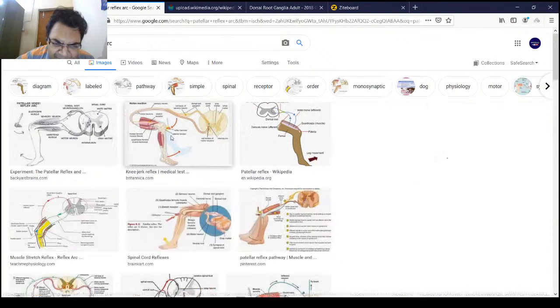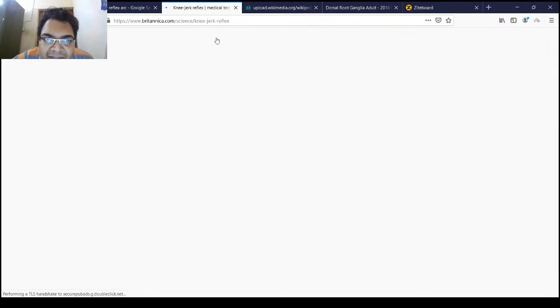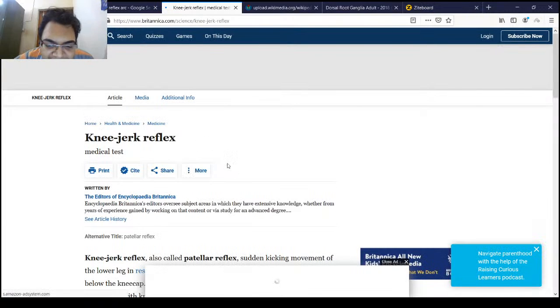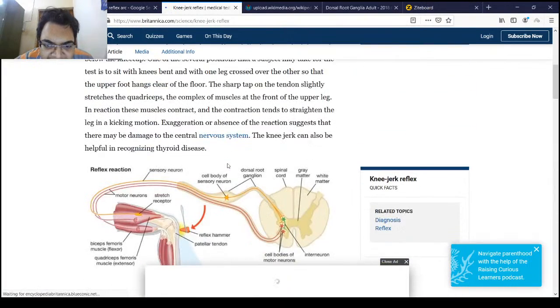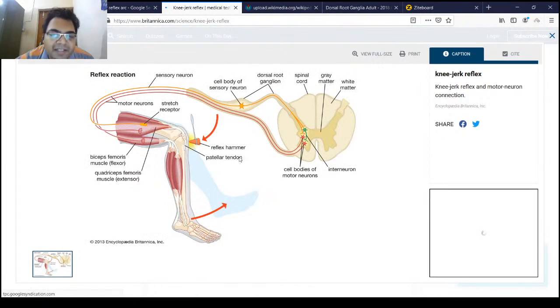Just look here. See, it is known as the knee jerk reflex. Many times it is asked also. If I can zoom in the image, okay, I've zoomed into the image. Just look at this image.